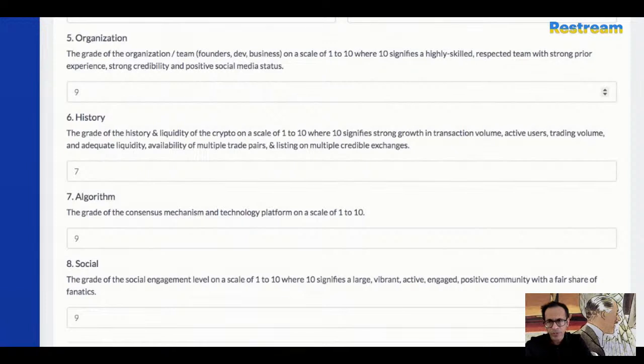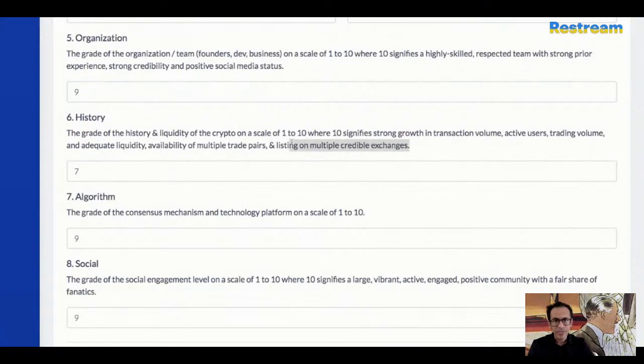Now, in my personal opinion, Uniswap here deserves a 9, but it's totally your call. Then we look at the history. We are going to grade the history and liquidity of the token on a scale of 1 to 10, where 10 signifies strong growth in transaction volume, active users, and trading volume. We have to look at whether the liquidity is adequate, whether there are multiple trade pairs available. For example, if I'm based in India, I need an INR trade pair. Can I buy UNI with INR? If I'm in the US, can I buy it with US dollars? Or can I buy it with Bitcoin, with ETH, with BNB? The more trade pairs available, the better it is.